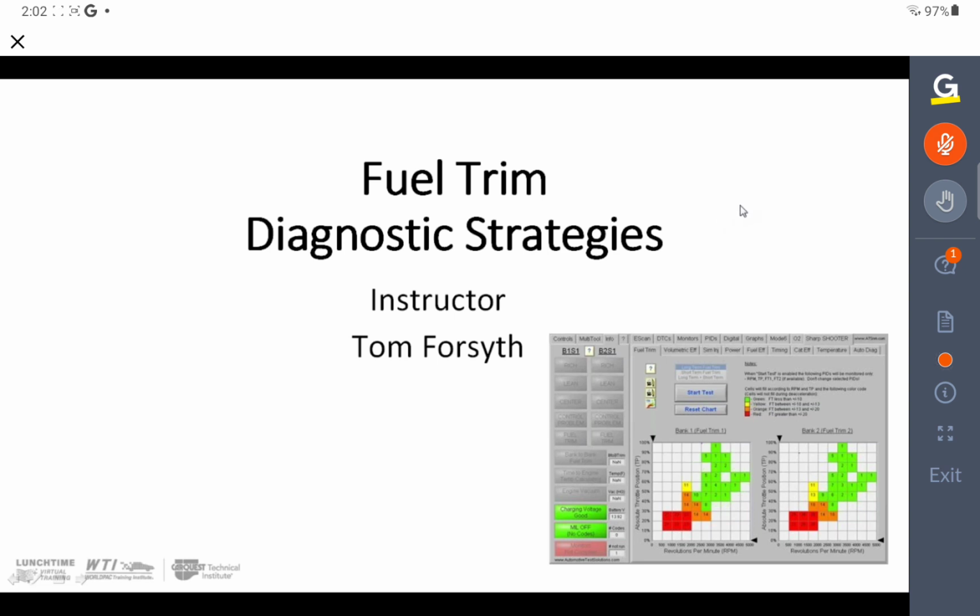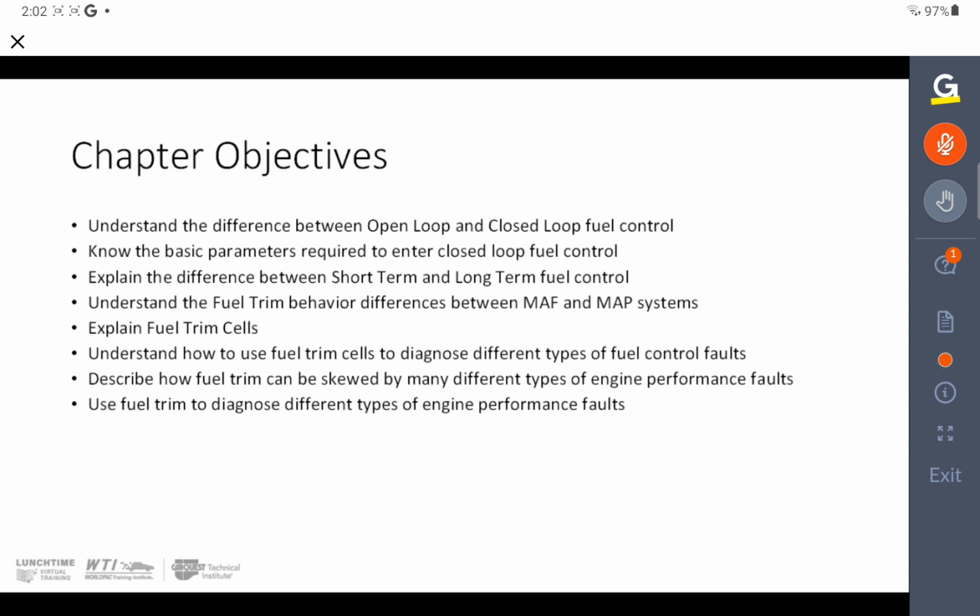Okay, so our objectives for today are to understand the difference between open loop and closed loop fuel control, understand and know the basic parameters required to enter into closed loop fuel control, understand the difference between short-term and long-term fuel trim control systems, understand fuel trim behaviors and the differences between mass airflow and manifold absolute pressure systems, explain what fuel trim cells are, understand how to use fuel trim cells to diagnose different types of fuel control faults, understand how fuel trims can be skewed by many different types of engine performance faults, and use fuel trim to diagnose different types of engine performance faults.